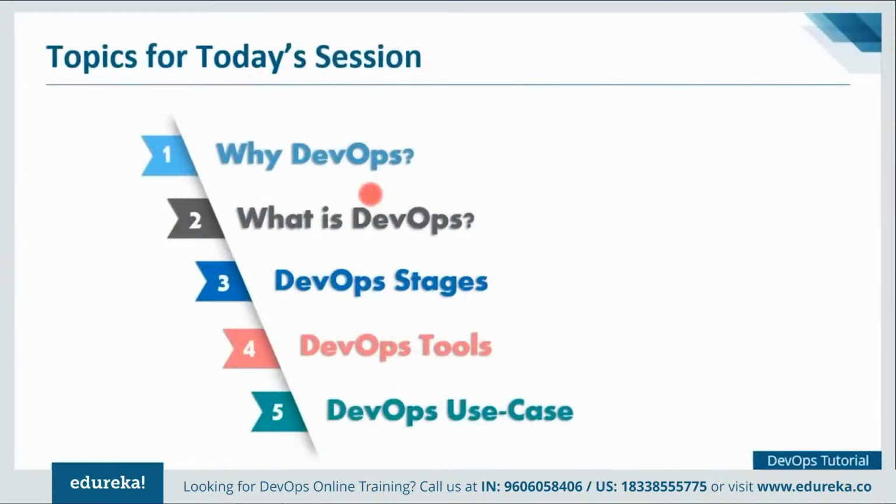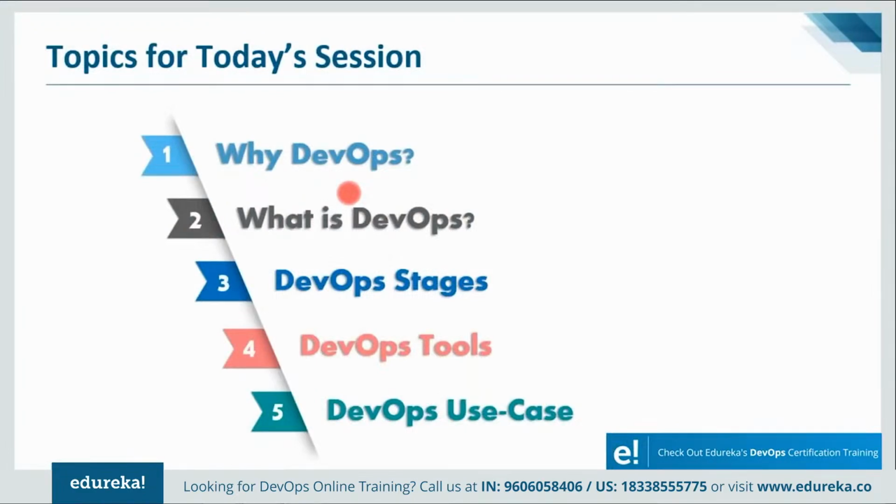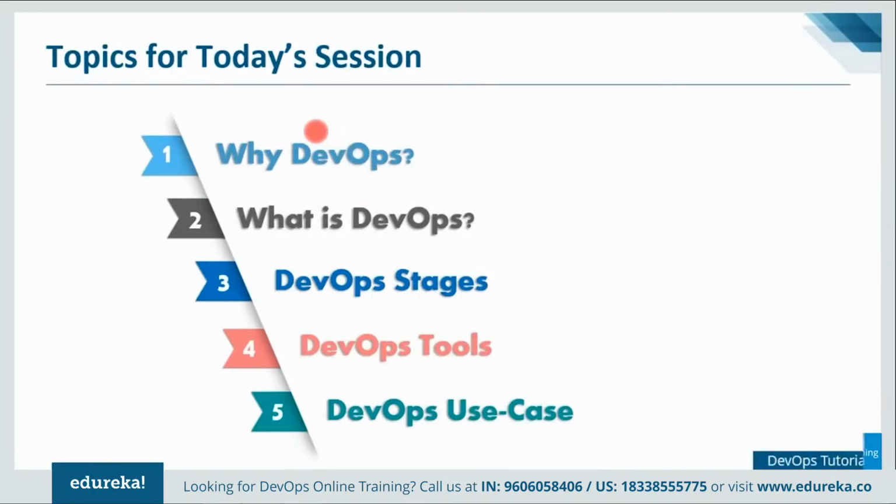So this is what we'll be discussing today. We'll begin by understanding why we need DevOps. Everything exists for a reason, so we'll try to figure out that reason. We are going to see what are the various limitations of the traditional software delivery methodologies and how DevOps overcomes all of those limitations. Then we are going to focus on what exactly is the DevOps methodology and what are the various stages and tools involved in DevOps.